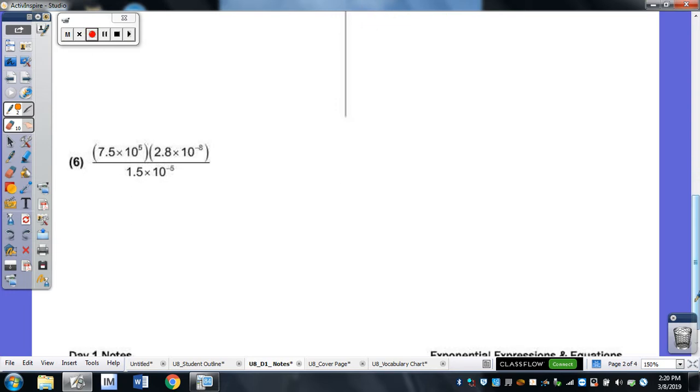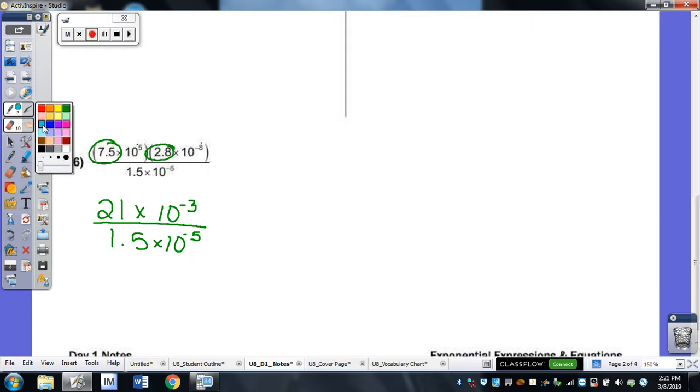All right, number 6. Let's multiply the top. So 7.5 times 2.8, 21. Add our exponents. 5 plus negative 8, negative 3. All right, so now we do our division. So now 21 divided by 1.5. 14.